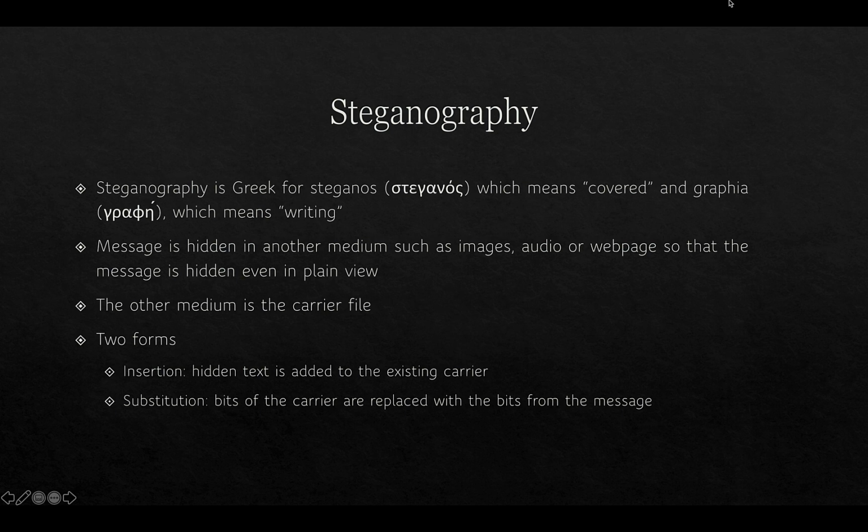So in modern systems, we can use steganography by hiding messages in images, audio, or web pages so that the message is hidden even in plain view. We talk about the medium that is carrying the message as the carrier file. There are two forms of this: insertion, where the hidden text is added to the existing carrier, and substitution, where bits of the carrier are replaced with bits from the message.